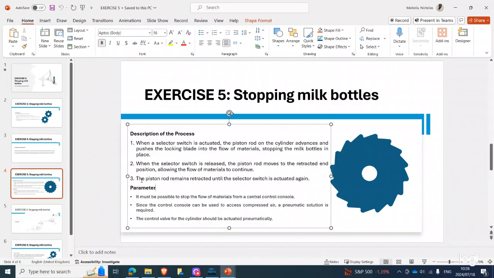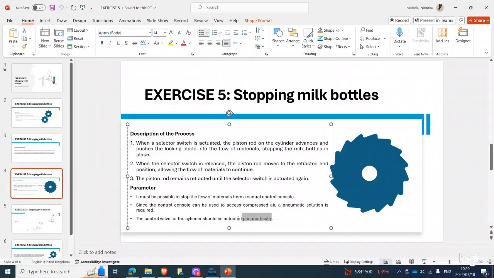And they're saying the piston rod should remain retracted up until the selector switch is released again. So now the parameters of this exercise: it should be possible to stop the flow of materials from a central control console. Since the control console can be used to access the compressed air, a pneumatic solution is required. And the last statement says the control valves for the cylinder should be actuated pneumatically.